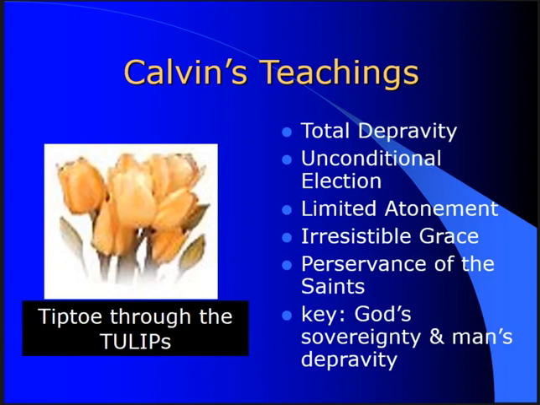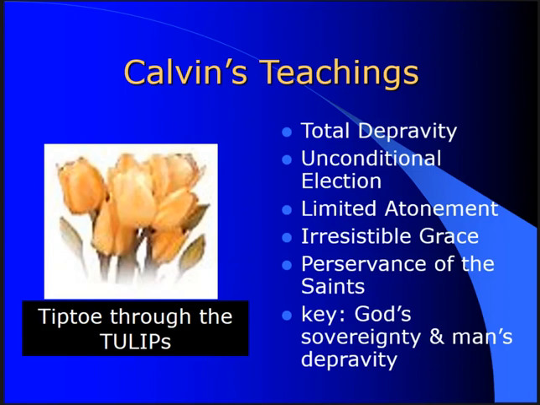The L is probably the most controversial, limited atonement. This is the idea that Jesus would only die for those who are among the elect. So what does that mean? He didn't die for the people over there. Why? Because the people over there are never going to be saved. Jesus is not going to waste His mercy and grace upon those who are not among the elect.